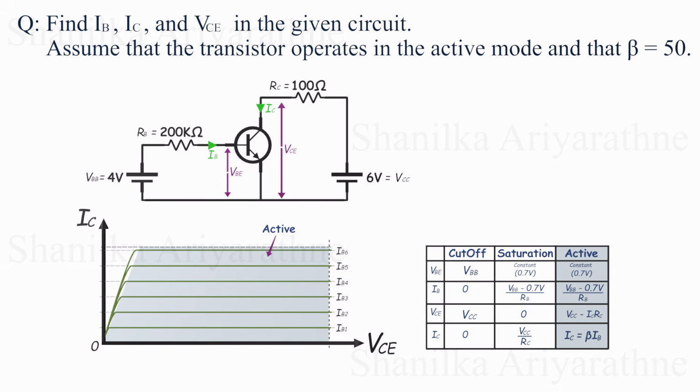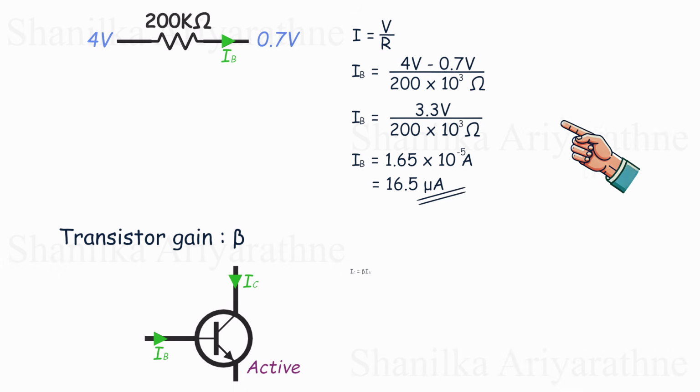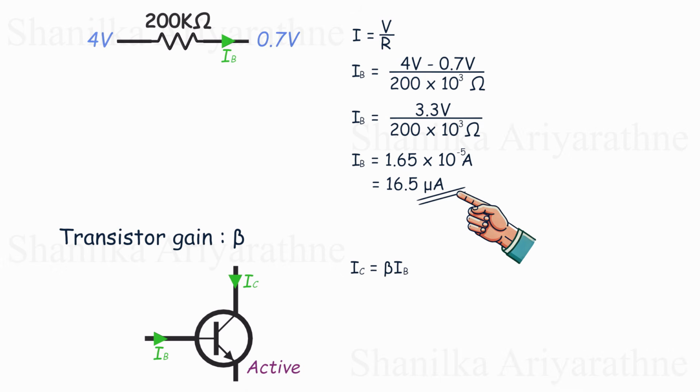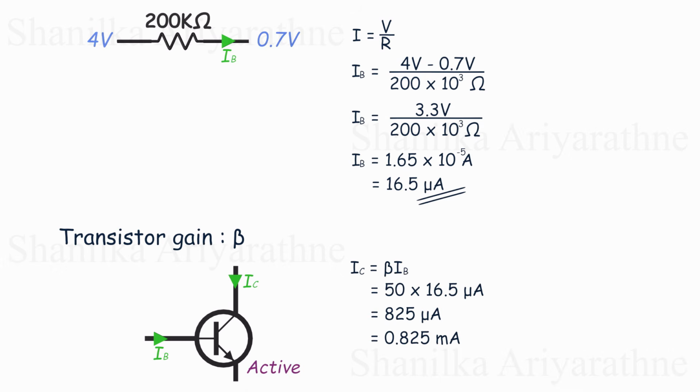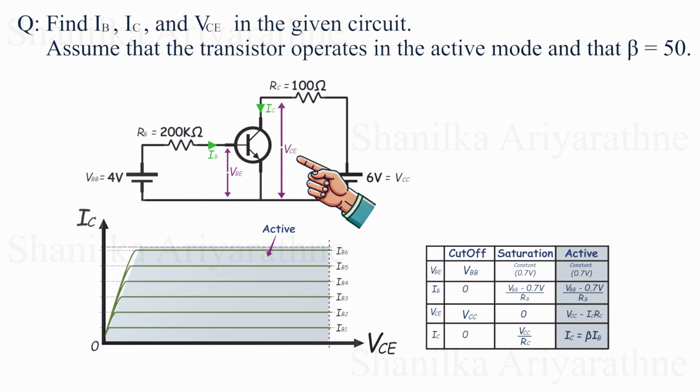Next, let's find the collector current, IC. Since the transistor is operating in the active region, we know that IC is equal to the gain multiplied by IB. The gain, also known as beta, is given as 50, and we already calculated IB as 16.5 microamps. So IC equals 50 times 16.5 microamps, which gives us 825 microamps, or 0.825 milliamps, and there you have it. IC is 0.825 milliamps.